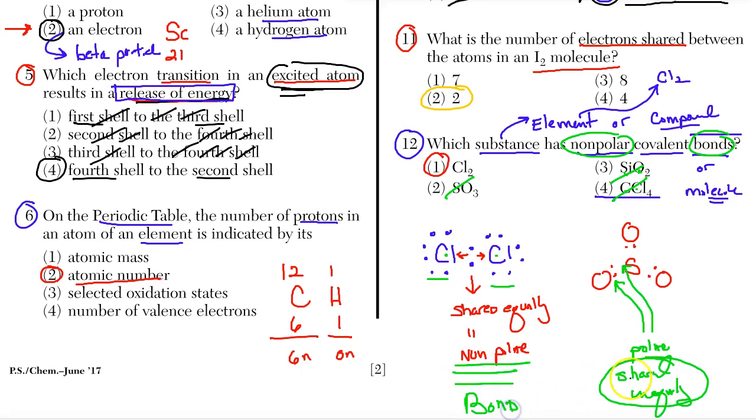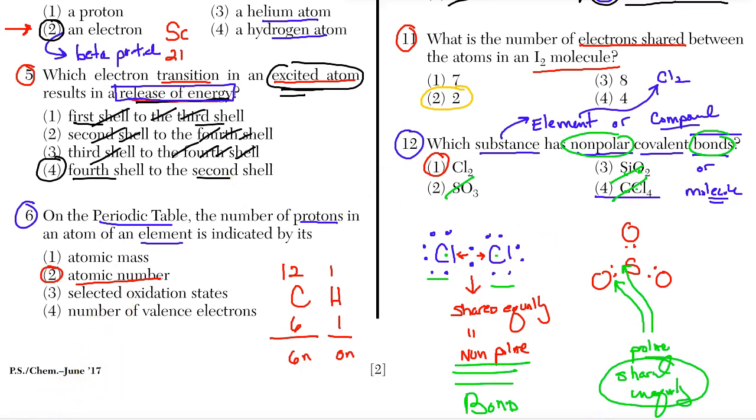Sometimes you'll hear, which of the following has unequal sharing? And that would be a polar covalent bond. And 2, 3, and 4 all have polar covalent bonds. Now, CCl4 is a non-polar molecule that has polar bonds, because those polar bonds cancel by having the Cls in all directions. Another discussion for another day, but this was about the bonds. People get this wrong all the time.